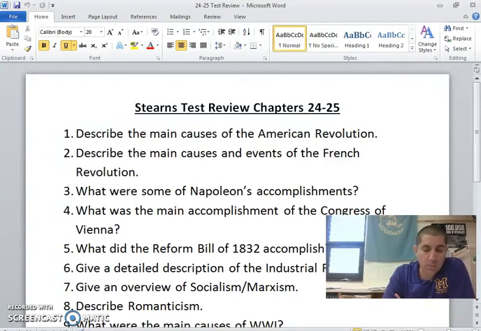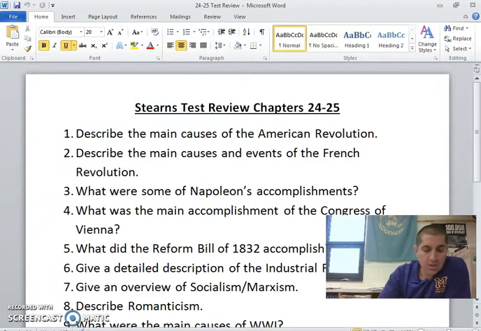Question number four, what was the main accomplishment of the Congress of Vienna? What do you guys think? What's the three words you need to know? Not separation of power. Balance of power. So maintain the balance of power in Europe. That's the main accomplishment of the Congress of Vienna.